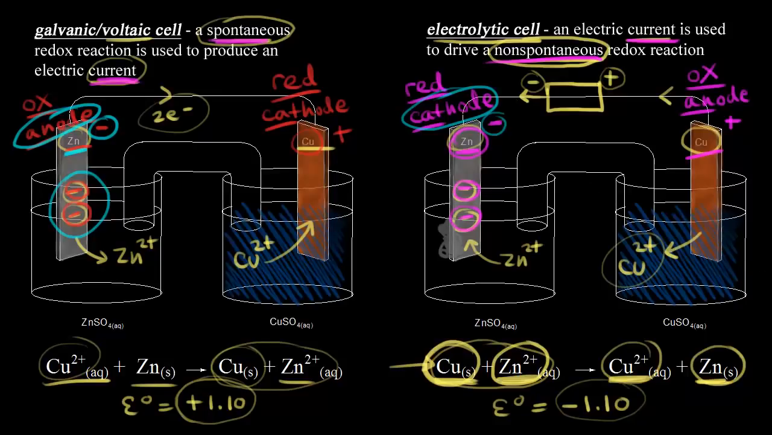So the signs of the electrodes are opposite for voltaic and electrolytic cells. Notice for an electrolytic cell, the negative electrode matches up with the negative terminal of the battery, and the positive electrode matches up with the positive terminal of the battery. So that's a good way to remember which electrodes are which in an electrolytic cell. Just look at the battery and you can figure it out.